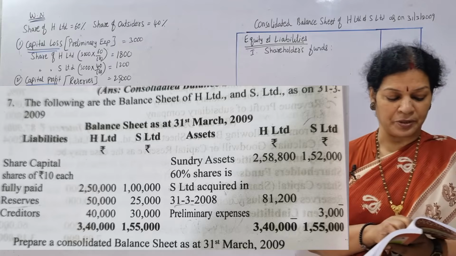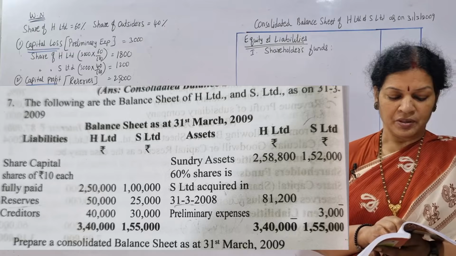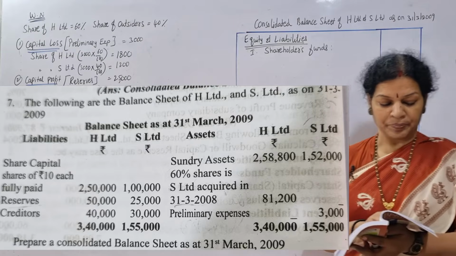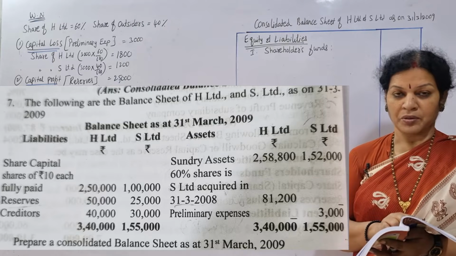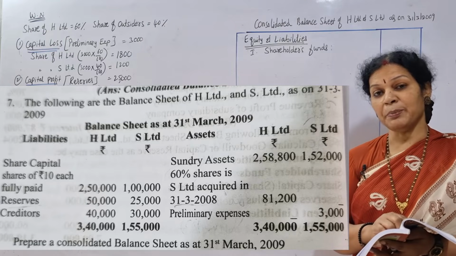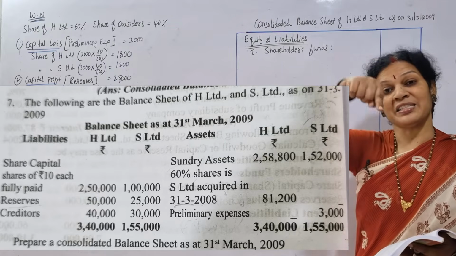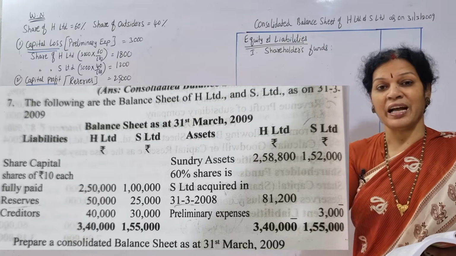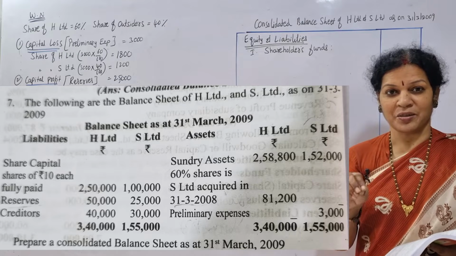Now coming to the liability side. Share capital: shares of 10 rupees each, fully paid. Holding company is 2,50,000 and subsidiary company is 1,00,000. Next, reserves. Reserves are 50,000 and 25,000. Both the companies' reserves are given. When the subsidiary company's reserves are given, this will always be profit. Last year's profits are showing as this year's reserves. Do you get this point?